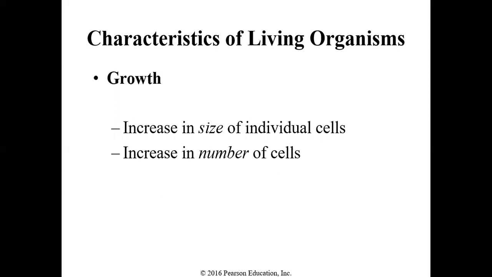Number three is growth. All living organisms grow. And in this case, we mean they grow in size. They grow in the size of the individual cells, but they also increase in number. There's two main processes that we'll eventually talk about later in the semester called mitosis and meiosis, cell division, where you increase the number of cells. You have cells that form new cells. And so that's part of growth.